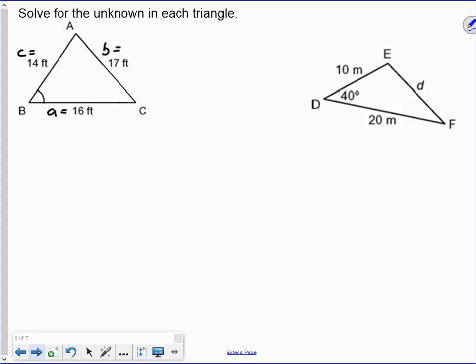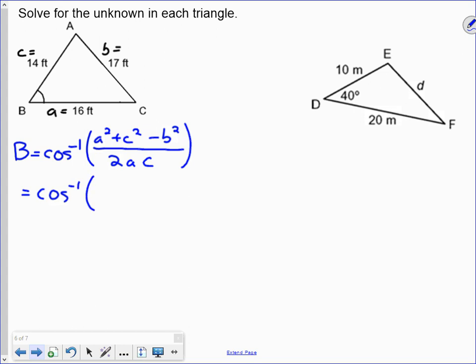So let's set up our cosine law, and for this one, we can just read one of the versions off of the formula sheet. We are trying to find angle B, so that's going to be the inverse cosine of, we need to be subtracting B squared, so we need A squared plus C squared, and we have to divide by 2AC. Subbing in our numbers here, 16 squared plus 14 squared minus 17 squared, all divided by 2 times 16 times 14.